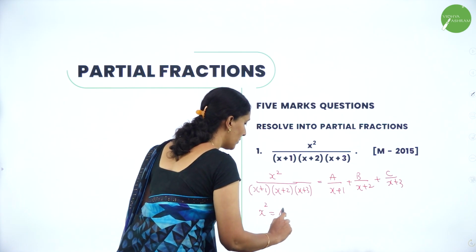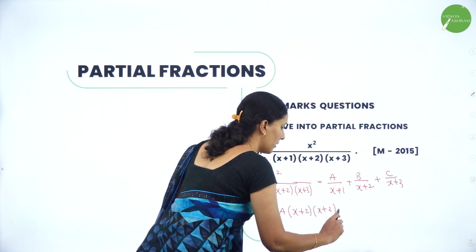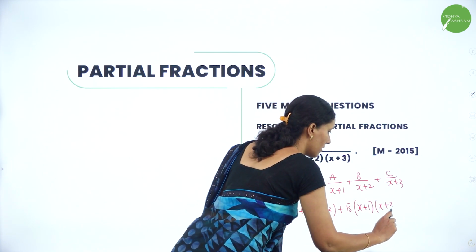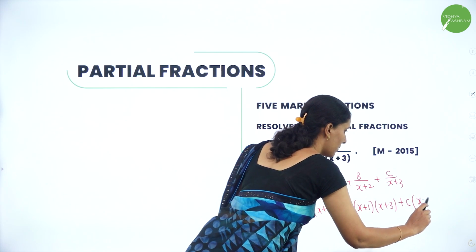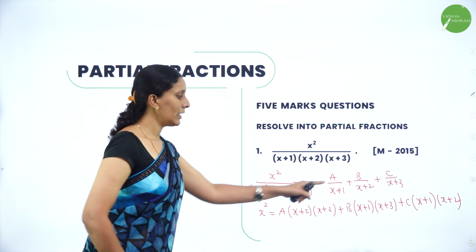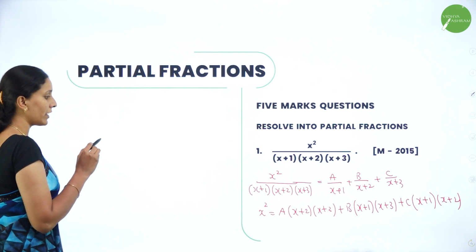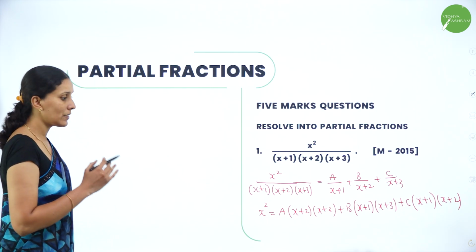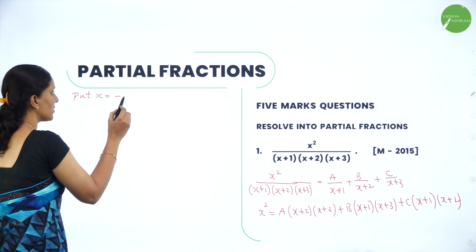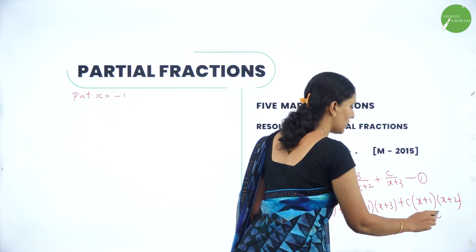Now taking LCM and equating the numerators on both sides, we will get the equation x square is equal to A into (x + 2)(x + 3), plus B into (x + 1)(x + 3), plus C into (x + 1)(x + 2). Now since we have three linear factors, we can equate each linear factor to 0. First we have x + 1. If I equate x + 1 is equal to 0, then we get x is equal to minus 1. Let me take this as equation 1 and this as equation 2.